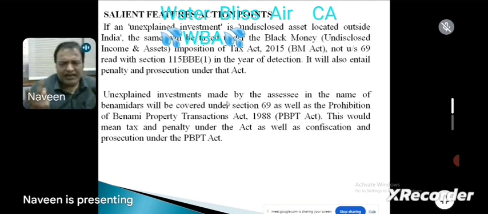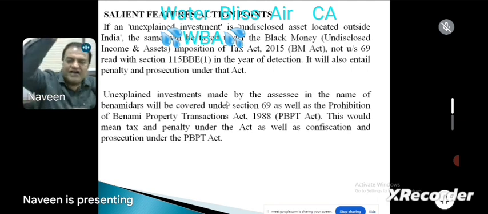And there is anyway penalty and prosecution under the Black Money Act. Now again, my dear friends, something called the Prohibition of Benami Transaction Act. Before even going to the Income Tax Act, the department will catch you here itself. You will be caught with your pants down, I am telling you. Black Money Act: undisclosed asset abroad will go under the Black Money Act.